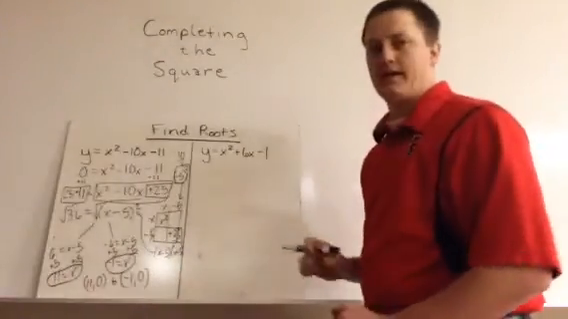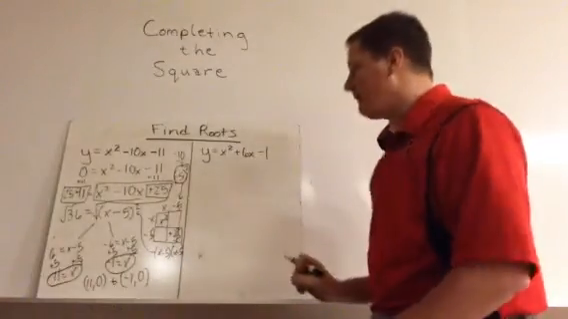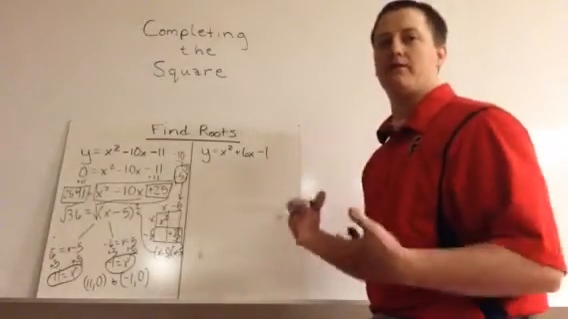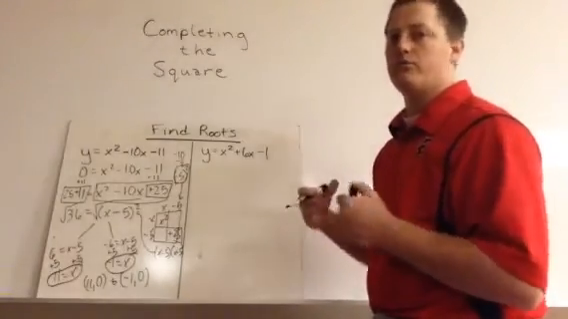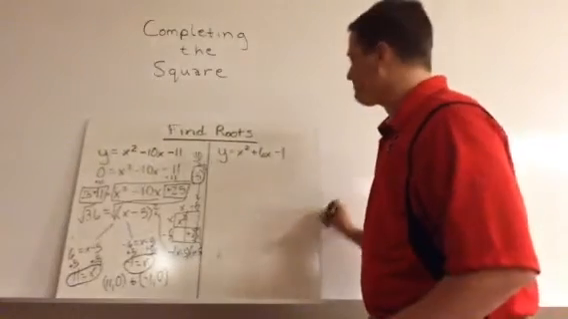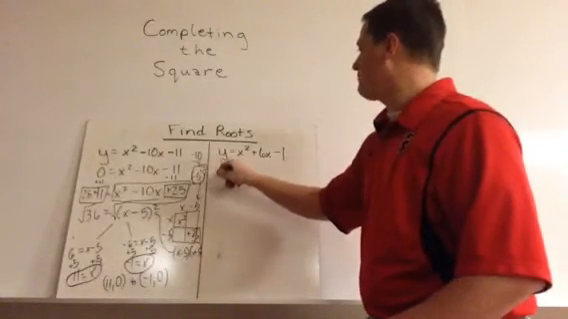This version is not going to come out as nice and pretty as that one. This one's going to give us a radical expression for our roots. So I wanted you to see that. Again, we're going to put 0 in for y.